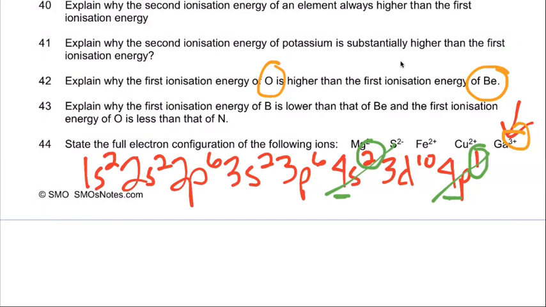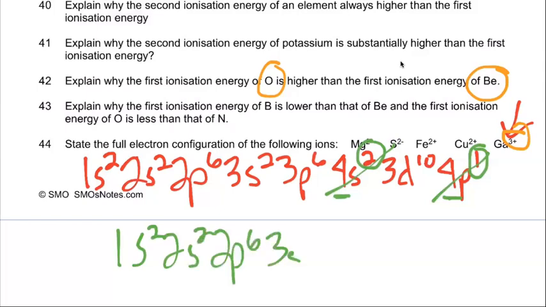So when you rewrite it just for the ion, those just disappear. So you have 1s2, 2s2, 2p6, 3s2, 3p6, and then 3d10, because it's lost everything from the 4th energy level, those 3 valence electrons.